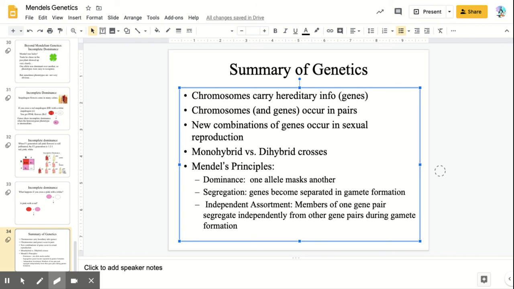So basically, genes separate from each other in gamete formation. When we have sperm and eggs forming, the chromosomes don't stick together, they separate. We have the law or principle of independent assortment. So members of one gene pair separate independently. They don't stick with their buddy. They have just as equal a chance of separating however the gametes form.